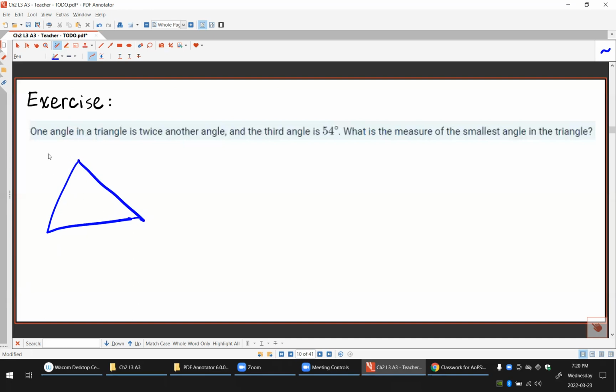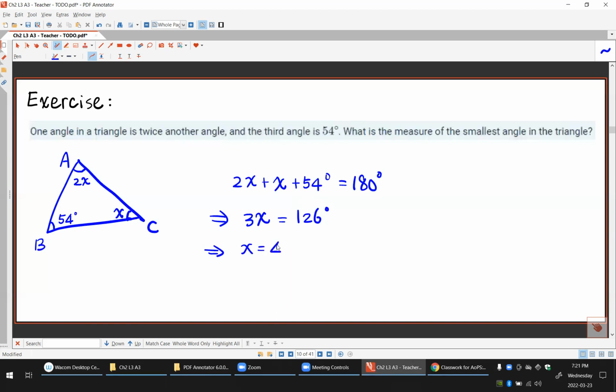Okay. In geometry, you can always draw a diagram to help you better understand the problem. So for example, we have a triangle ABC. We know that one angle is twice another angle. So for example, if I let this angle be x, x is an unknown quantity, right? And this angle is twice x, so this angle is 2x. Then the third angle is also known to be 54 degrees. Okay, according to Theorem 1, the sum of the three angles here, which is 2x plus x plus 54 degrees, should equal 180 degrees, right? So that means 3x should equal 126 degrees. Therefore, x equals 42 degrees, right? But you don't know if 42 degrees is the smallest one yet.